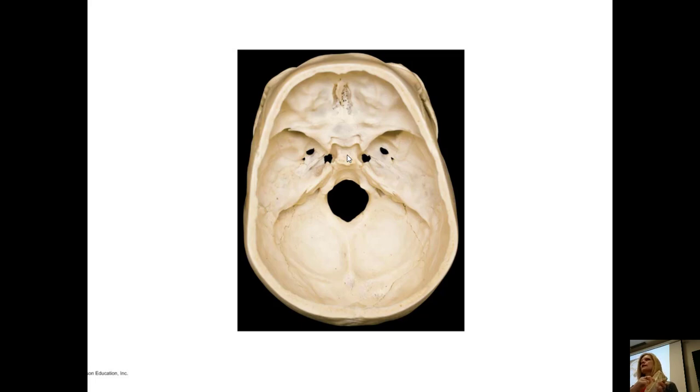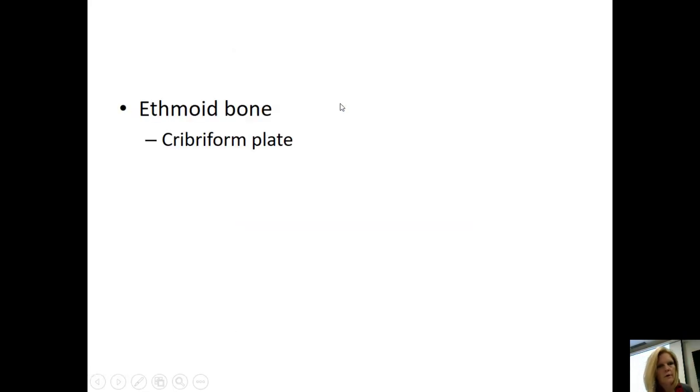Sella turcica is the name of the structure right in the center of the sphenoid bone. So right here, sella turcica. And the whole thing, the whole bat wing looking bone is called the sphenoid bone. So two S's. Sphenoid with the sella turcica as a part of the sphenoid bone. And then in front of that, here at the top, is the ethmoid bone.